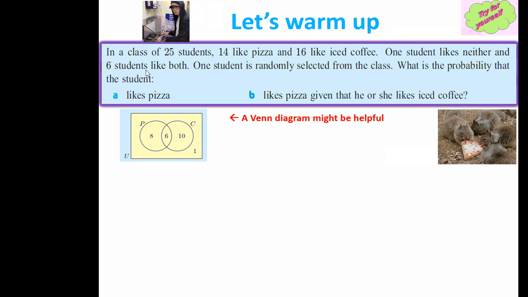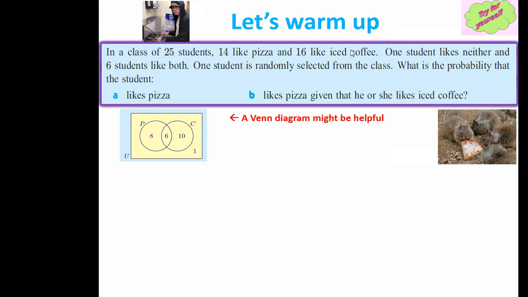We know that 6 like both. When doing these Venn diagrams, remember, tend to start from the middle and work outwards. So 6 students like both. Because 14 like pizza in total, and that includes the 6 that like both, therefore 14 minus 6, so 8. These two must add up to 14. So 8 out here. A lot of people forget that and put 14 out here instead. But in total, 14 like pizza and 6 like both.